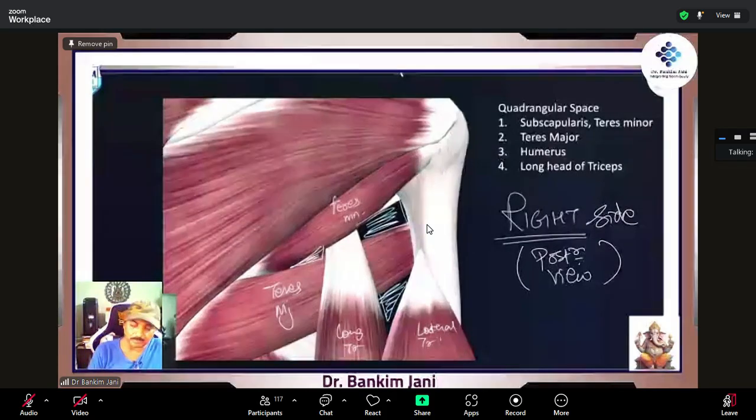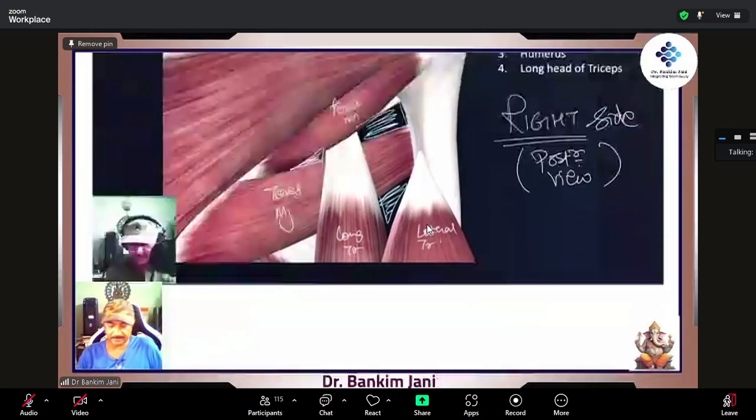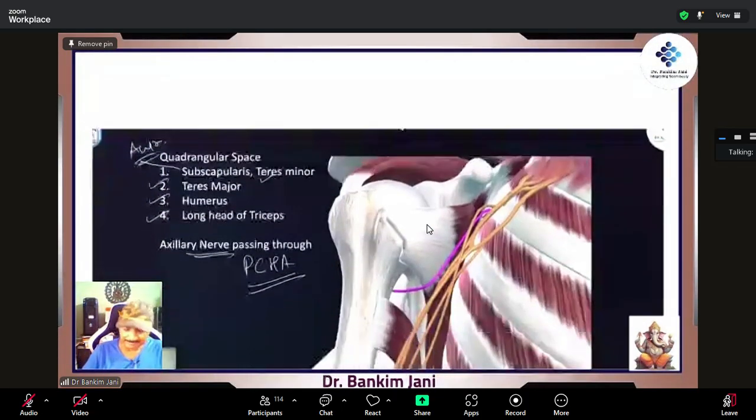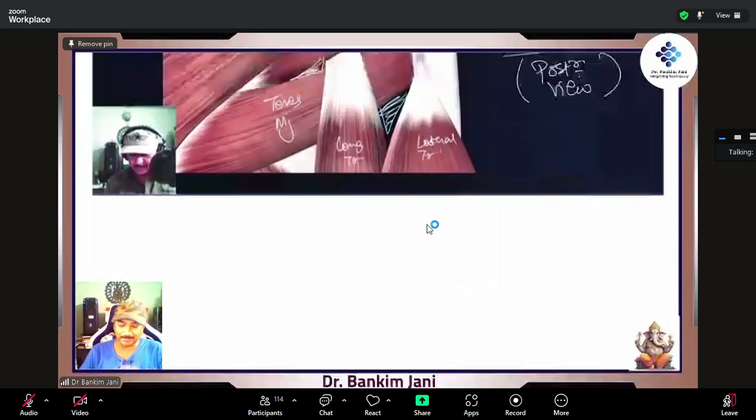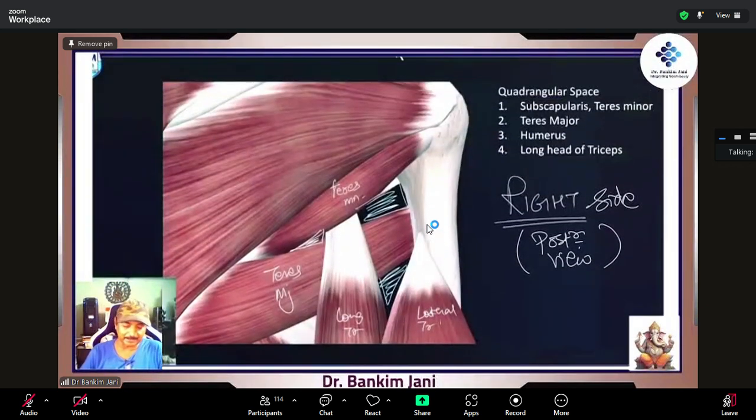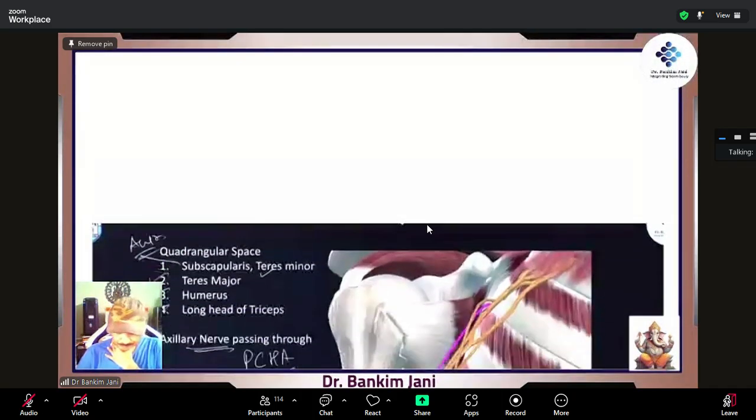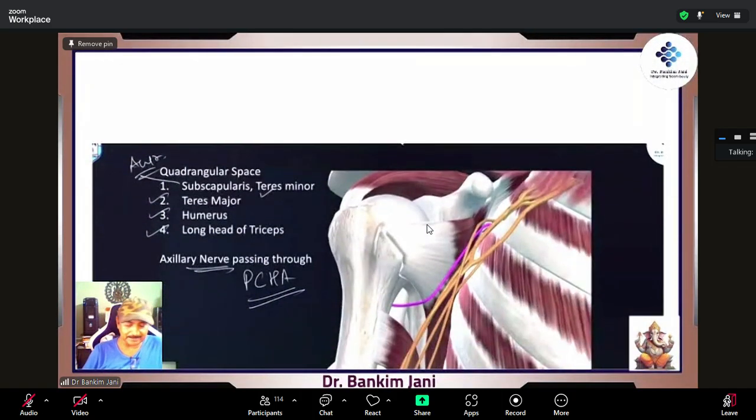We are talking about quadrangular space. In the same, you were able to watch both the triangular space and the triangular hiatus. Quadrangular space, yes, axillary nerve. The axillary nerve is passing through along with the posterior circumflex humeral artery.